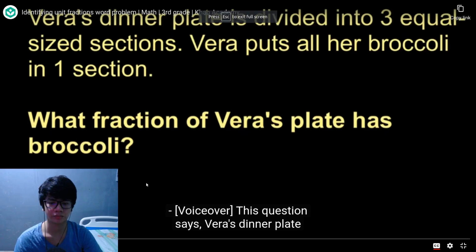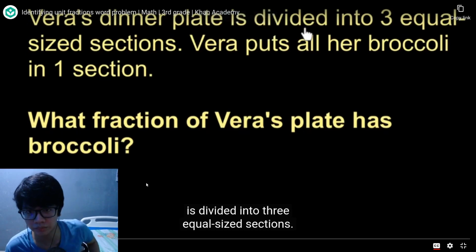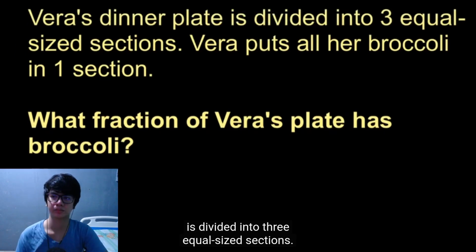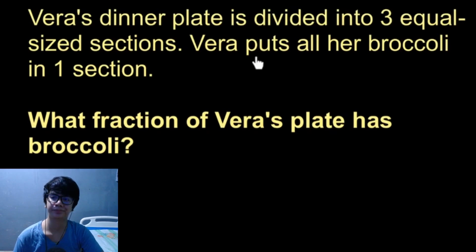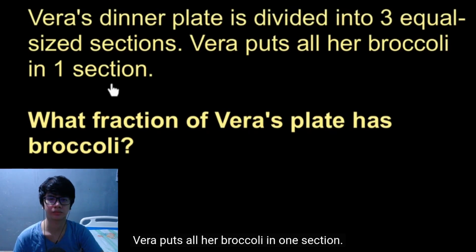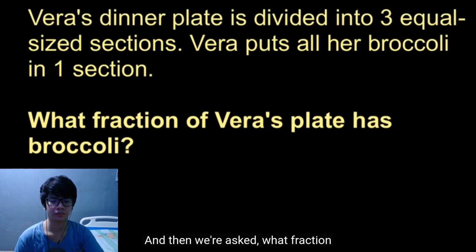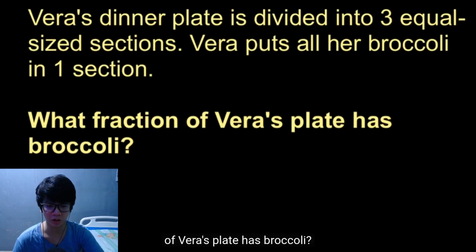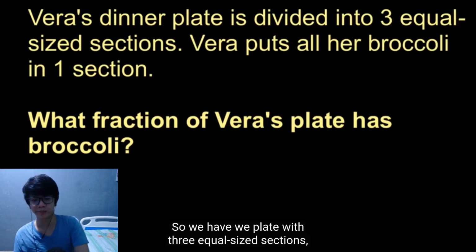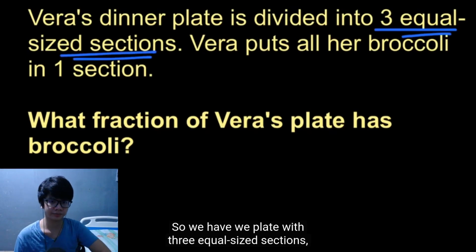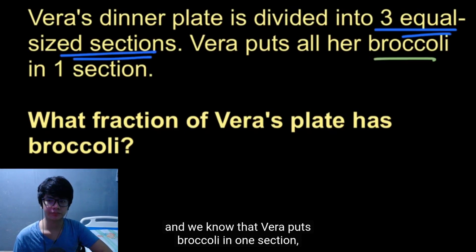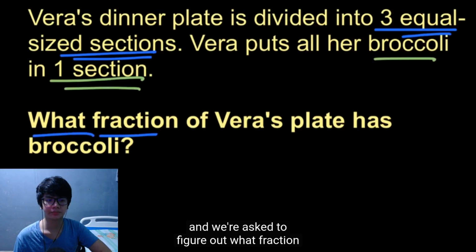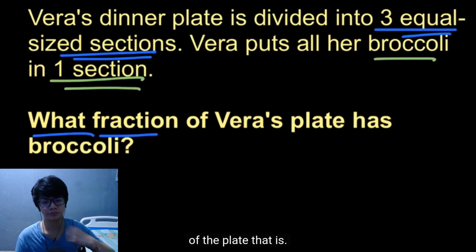This question says, Vera's dinner plate is divided into 3 equal size sections. Vera puts all her broccoli in one section, and then we're asked what fraction of Vera's plate has broccoli. Okay, so we have a plate with 3 equal size sections, and we know that Vera puts broccoli in one section, and we're asked to figure out what fraction of the plate that is.